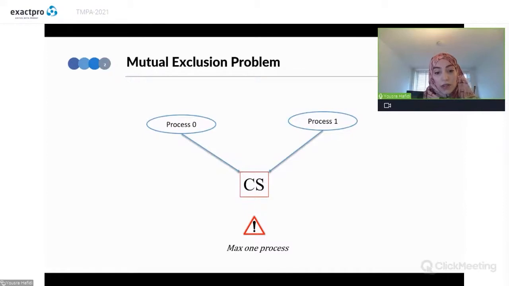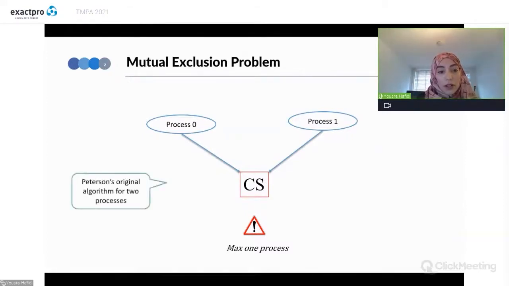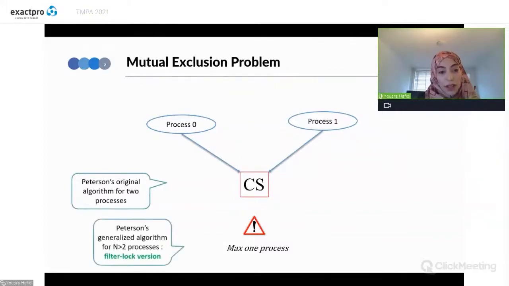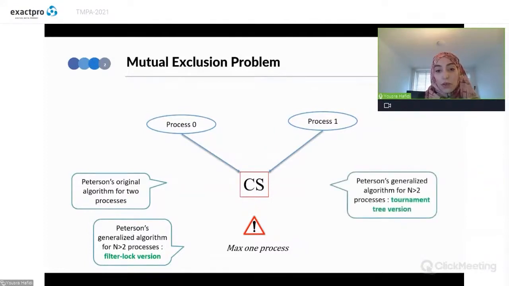First, the classical, famous algorithm proposed by Peterson. The original algorithm has been proposed for two processes. And then other versions appeared to generalize this algorithm to consider more than two processes. For example, we have the version that uses a filter lock structure, and also the version that uses a tournament tree structure. So in this talk, we will focus on the tournament tree version.